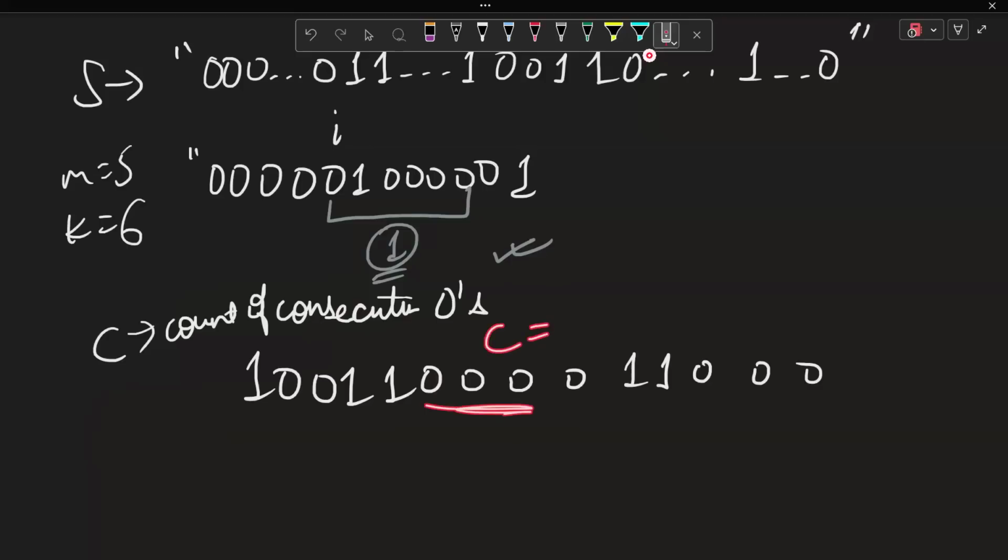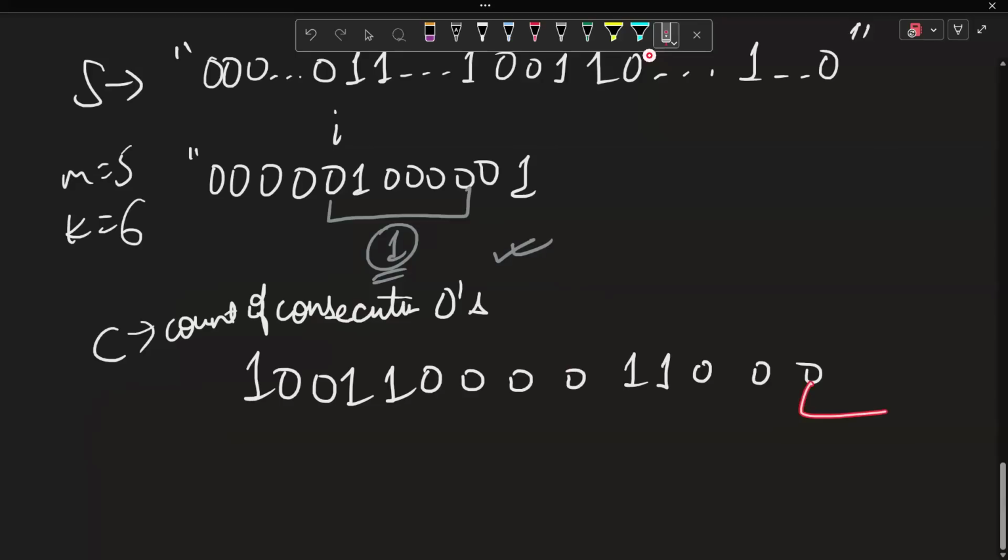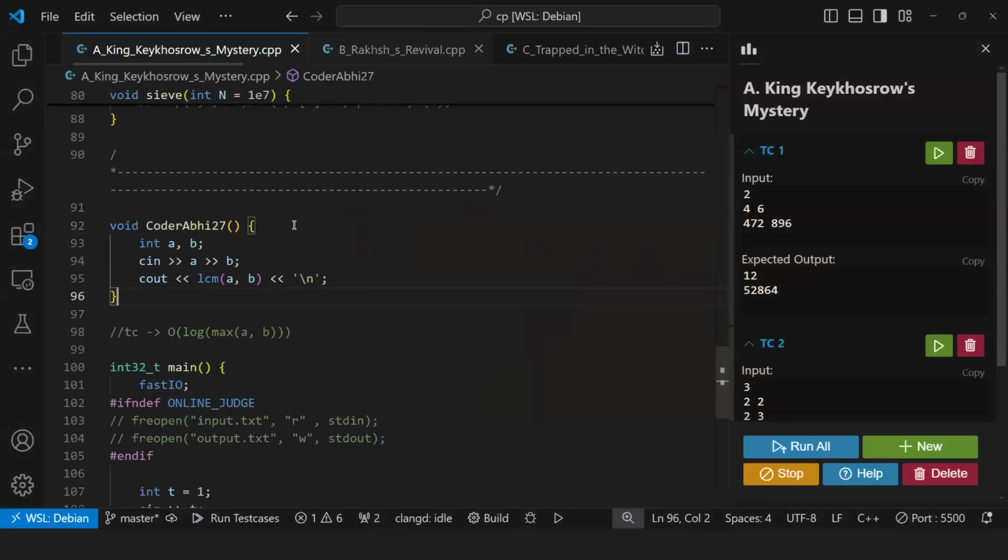Whenever the count of consecutive zeros reaches m, then we would apply an operation starting from that index up to length k. The next k values would be changed to 1. And then start checking after that, because those zeros are already changed to 1. Start checking after that, and reset your C to 0. Like in the code, I'll explain in more detail what I have done.